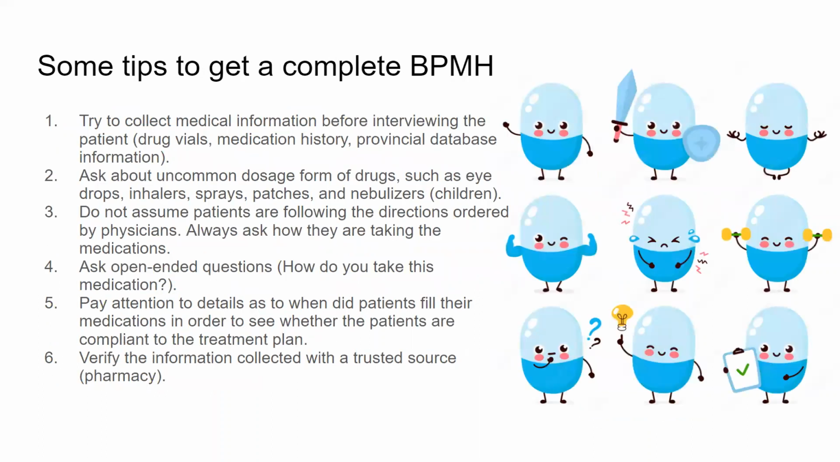Now here's some tips to get a complete BPMH. 1, try to collect medical information before interviewing the patient. So this includes looking at the drug vials, their medication history, and also the provincial database information. Number 2, ask about any uncommon dosage form of drugs, such as eye drops, inhalers, sprays, patches, and nebulizers, like those found in children. Number 3, do not assume patients are always following the directions ordered by the physicians.